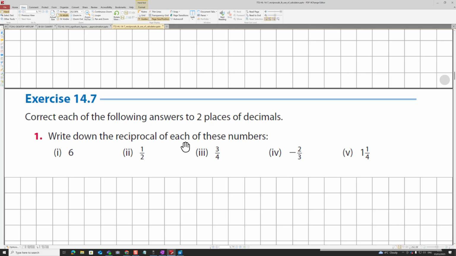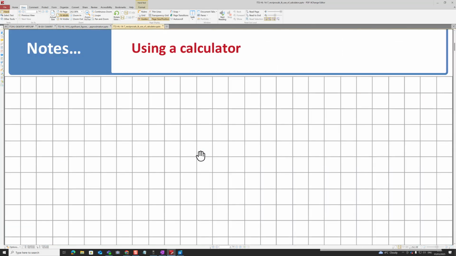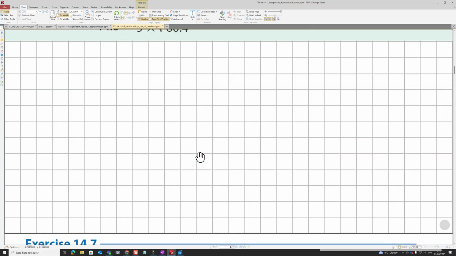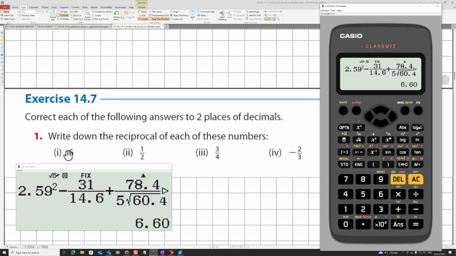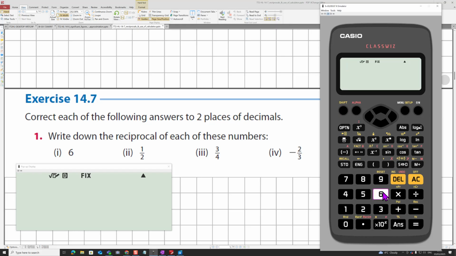Okay, write down the reciprocal. I didn't see them doing any reciprocals there, but a reciprocal is real cool in your calculator, so I'm going to show you this real quick. So back to our calculator. They're saying drop 6 into your calculator and reciprocate it. Really easy, because 1 over 6 is x to the minus 1, so it's this one here.